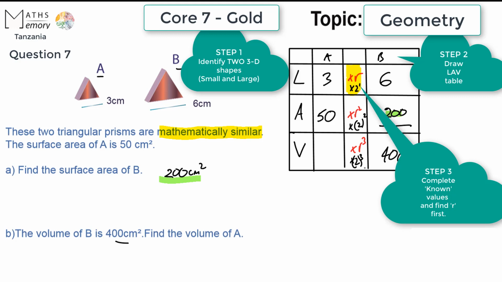So if something times 8 gives you 400, 400 divided by 8 is 50. That's a coincidence. Both of these are 50, by the way. 50 centimeters cubed. That would be your final answer for this. So that's how you do the LAB table for the questions involving things like this.